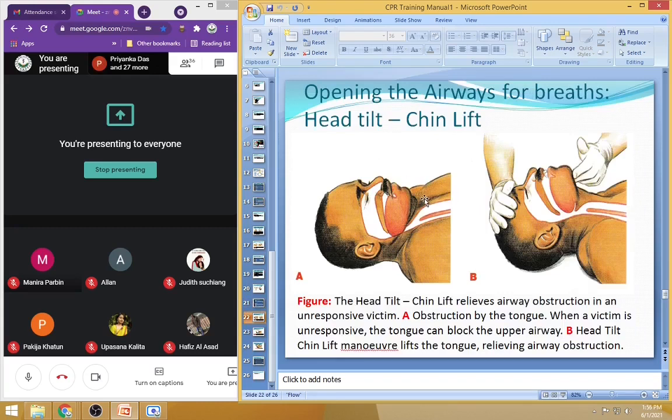Before giving mouth-to-mouth resuscitation, we have to tilt the head and the chin. Otherwise, in this position, if we try to resuscitate through the mouth, the airway is coiled here, like this. So the oxygen might not go in when we try to resuscitate. So it has to be like this.